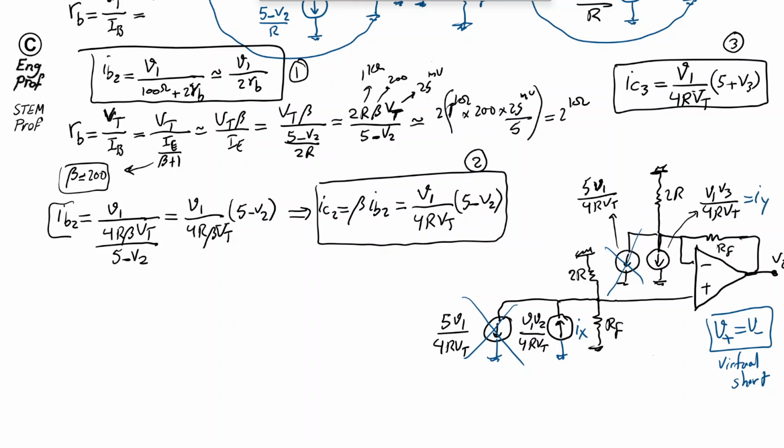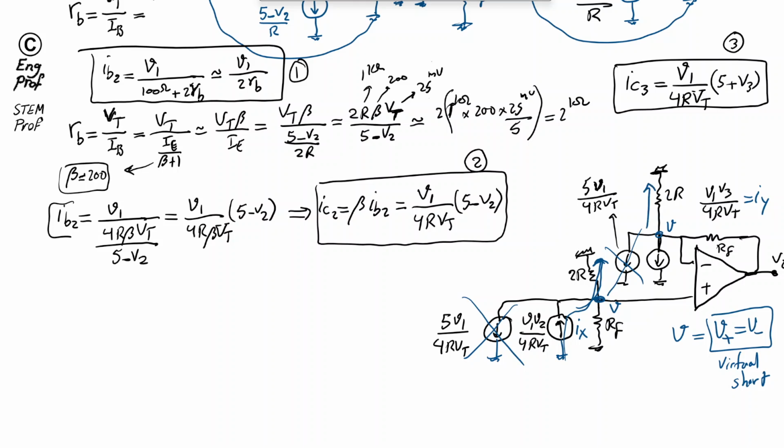Now, IX is, of course, flowing through 2R, a portion of it, and a portion of it flowing through RF. Since the op-amp is forcing a virtual short between the positive and negative terminal equal to, let's say, V, the voltage here is V, and the voltage here is V as well. Since it's the same voltage V across 2R and the same voltage V across the other 2R, they should have the same current. So the same portion of IX that goes this way should go this way as well. So I'm going to show it here.